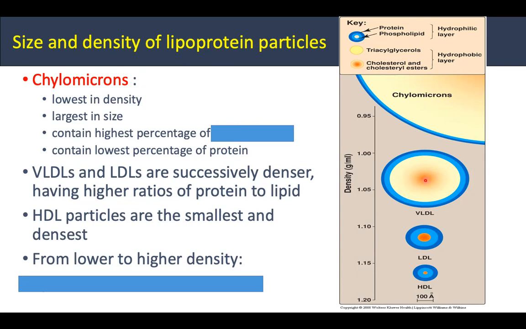So what I'm trying to say is that when we calculate cholesterol, we include all lipoproteins in our body except for chylomicrons, because chylomicrons are 90% triglycerides. We don't really care about the cholesterol that's inside of them. It's so small, we don't care.